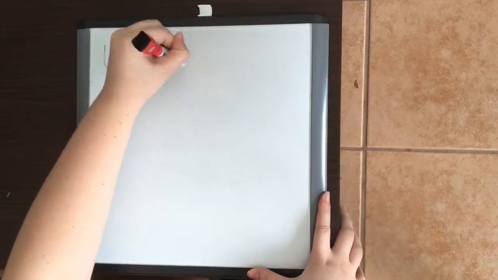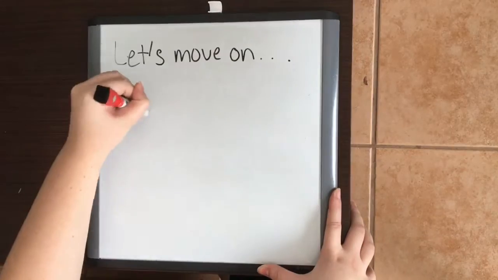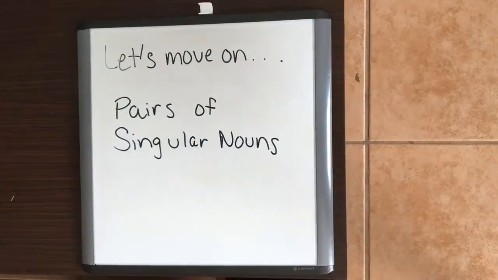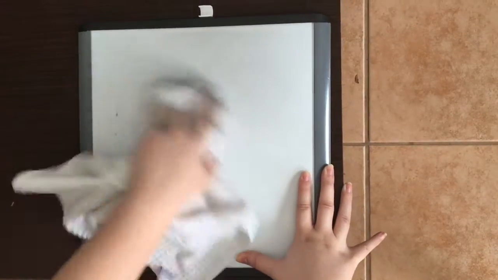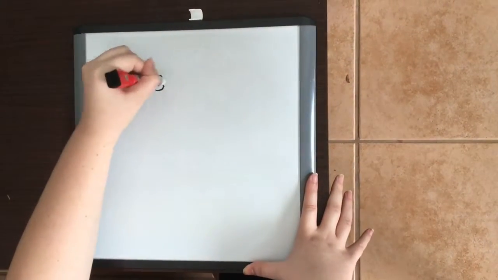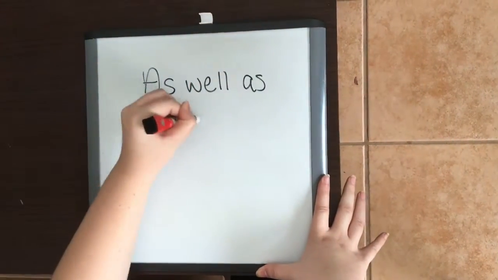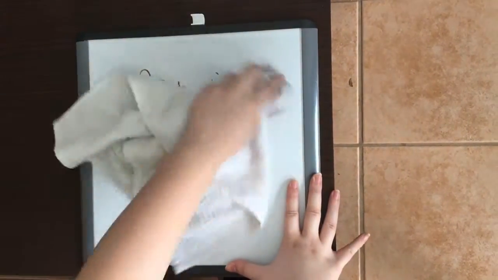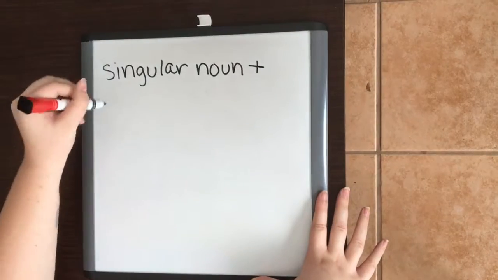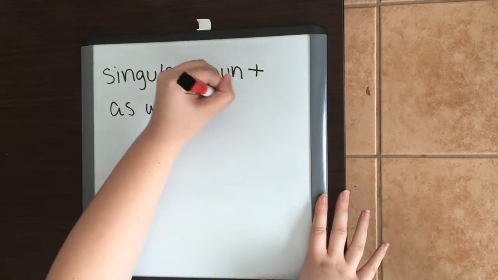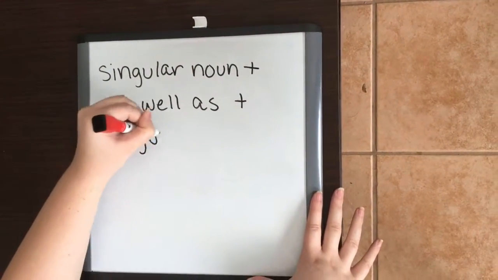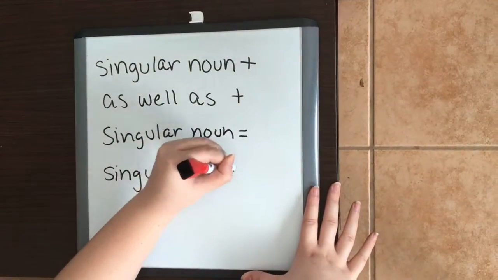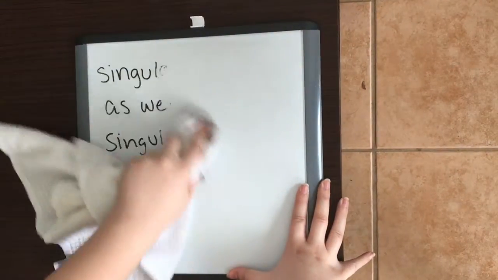Everyone knows that a singular noun requires a singular verb. But what happens when there are pairs of singular nouns used in a sentence? Pairs of singular nouns are often joined by as well as, or and. Let's begin with the phrase as well as. Typically, singular nouns joined by as well as require a singular verb because this phrase modifies the earlier word.